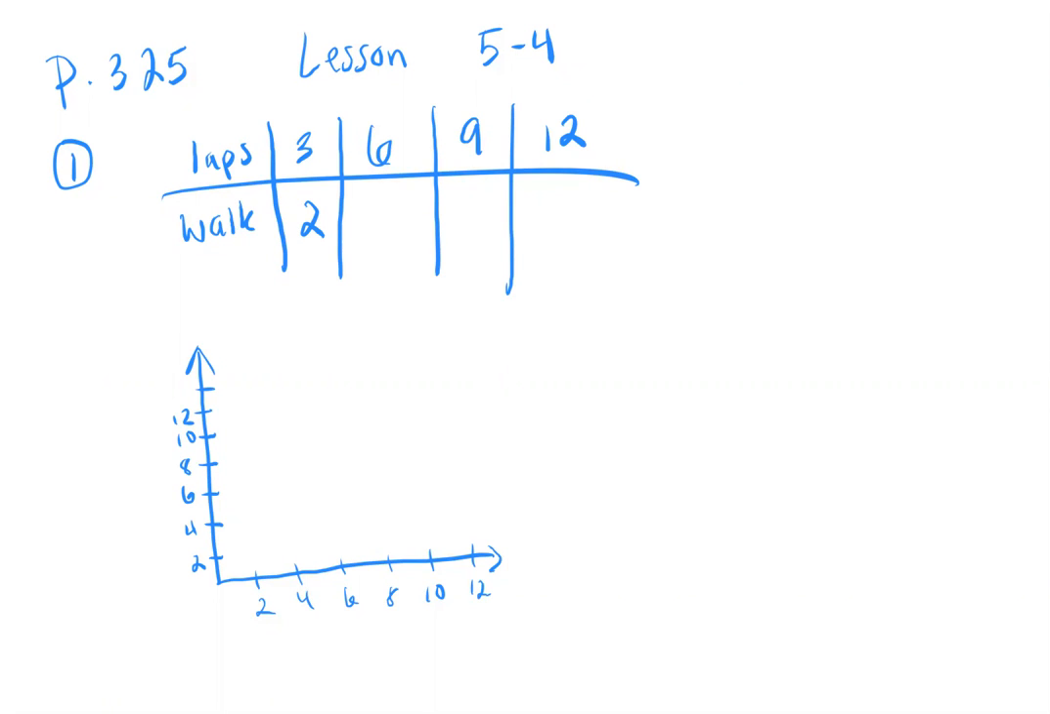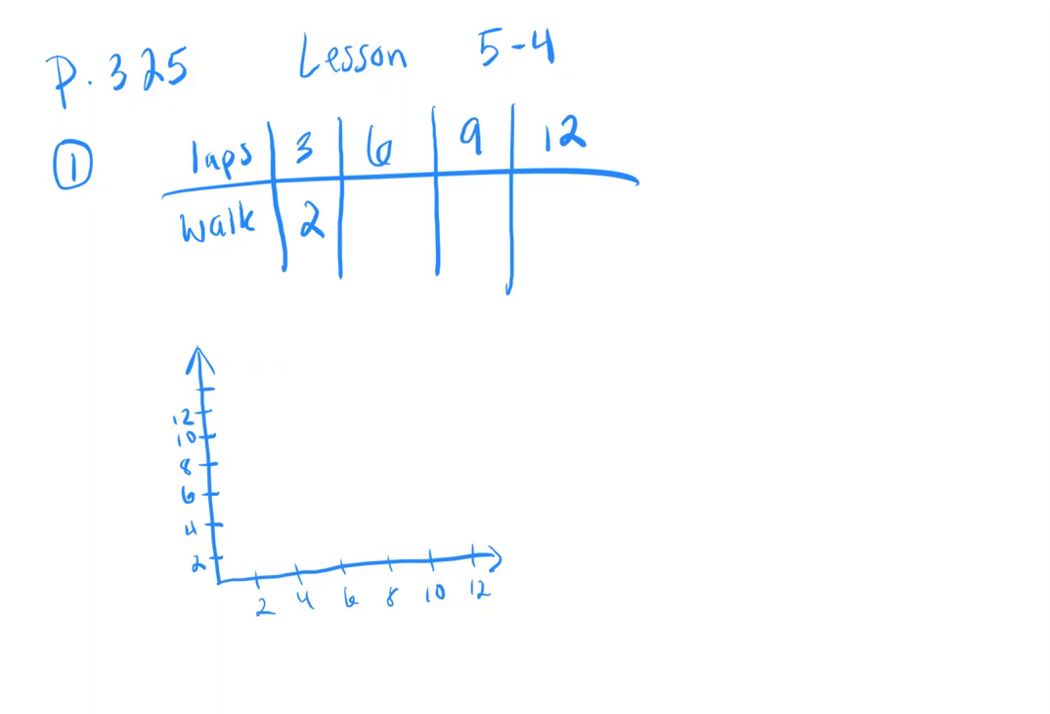So I am looking at our book. We're going to go to page 325 for lesson 5-4, representing and graphing ratios. So we've got a table and a graph here. So number 1 says, in gym class, the 6th graders walk 2 laps for every 3 laps that they run. If the students run 12 laps, how many laps will they walk? Complete the table, then plot the pairs of values on the coordinate plane.